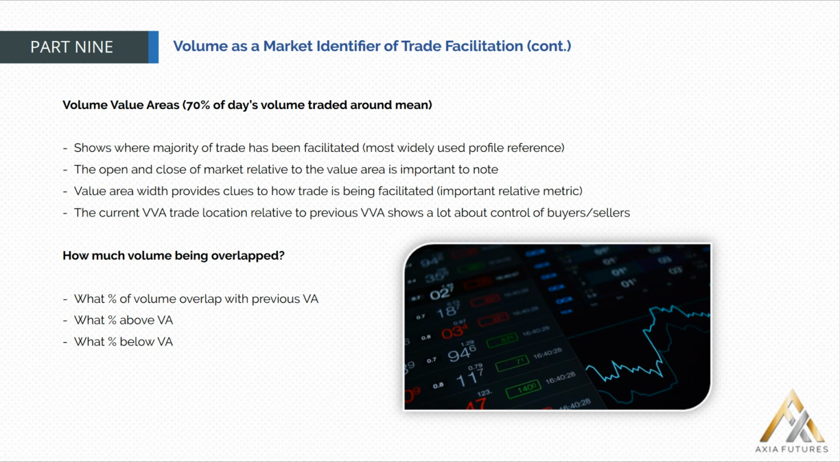Then, the value area width provides clues to how trade is being facilitated. So again, it's important to have this as a metric. Remember, it's all about the relative metric. So for instance, let's say currently over a period of 10 days, the value area's range is roughly 10 ticks. All of a sudden, on day 11, we see a value area that does 25 ticks, so more than 2.5 times the current average.